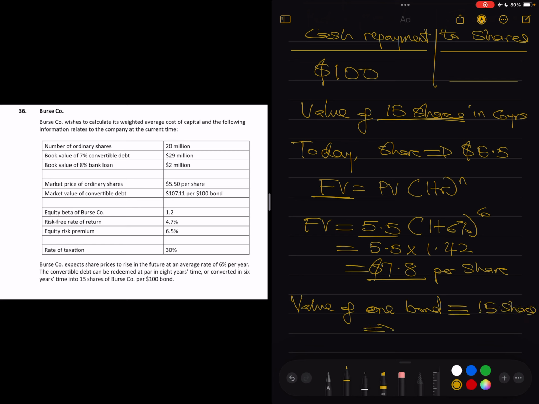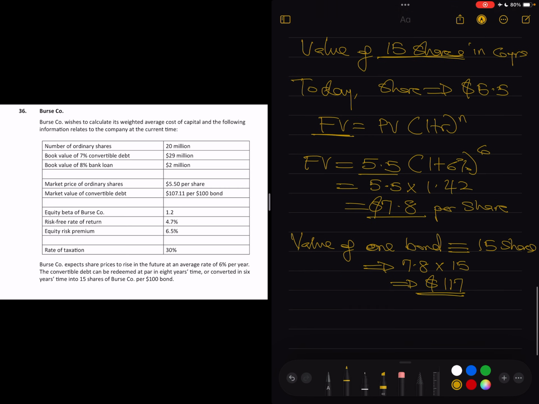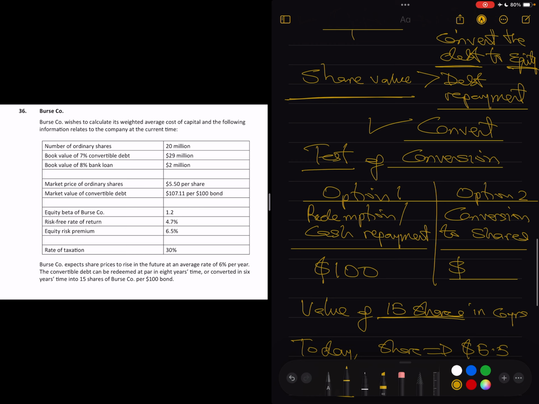And that 15 shares will be worth 7.8 multiplied by 15. And that will give us $117 for each bond. So the conversion value in 6 years of each bond is what? Is $117. So we'll come back here and we'll put 117 here.